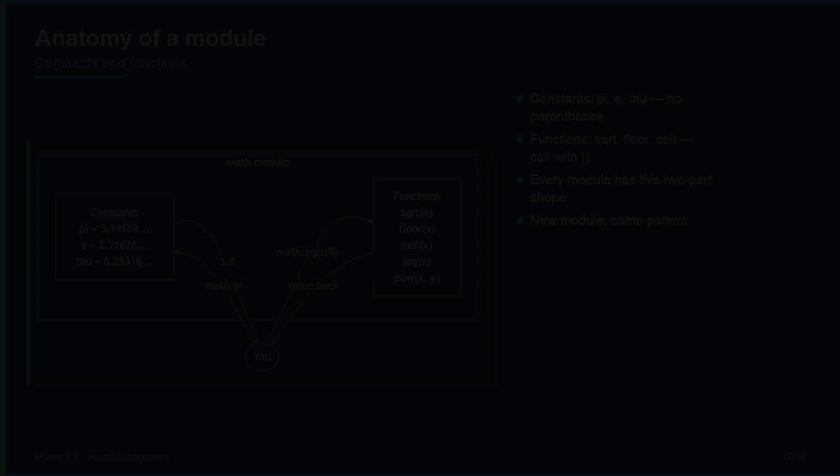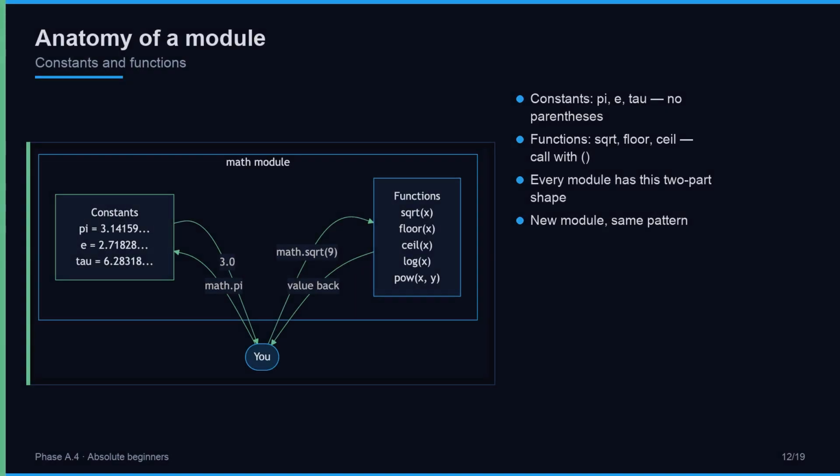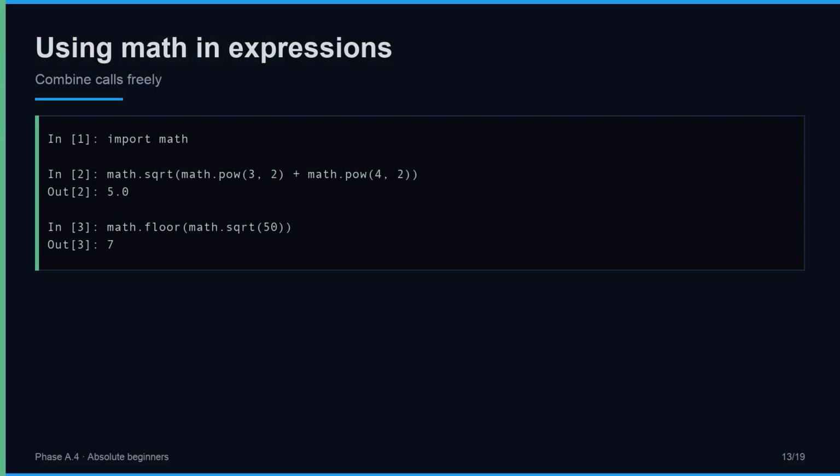Inside the math module there are 2 kinds of names. Constants are fixed values: pi, e, tau. You use them without parentheses because they are numbers. Functions do work: sqrt, floor, ceil, log. You call them with parentheses and give them arguments. Every standard library module has this same shape: some constants for reference, some functions for work. Once you see the pattern, a new module is just new names in familiar slots.